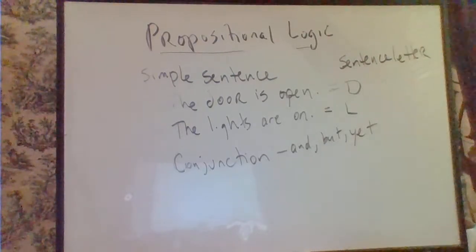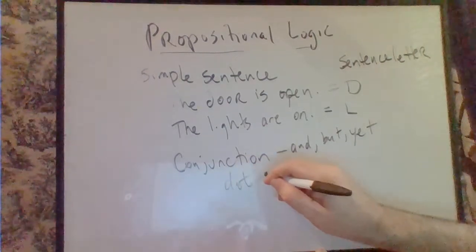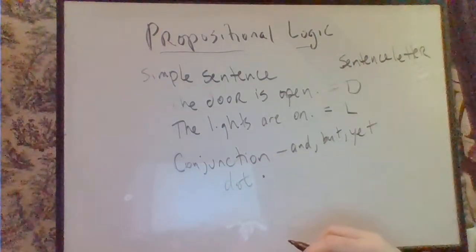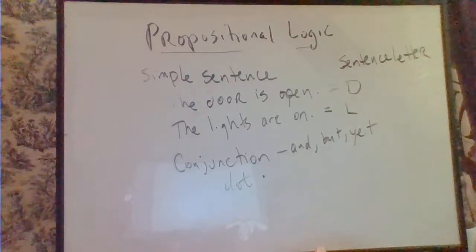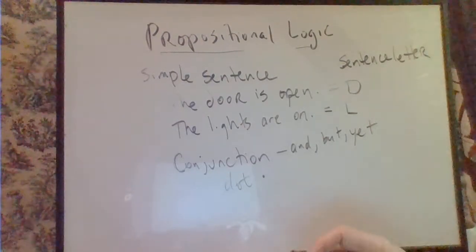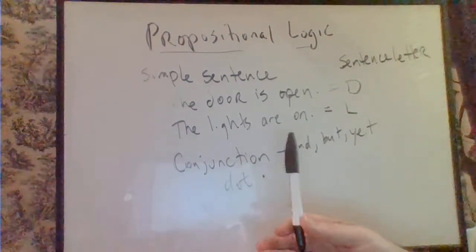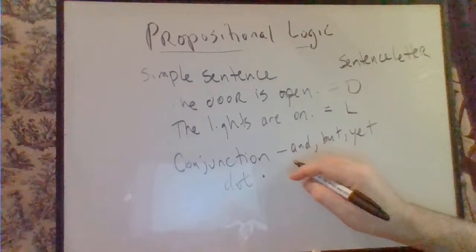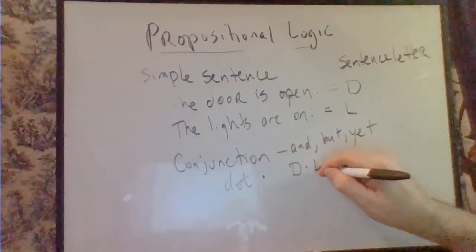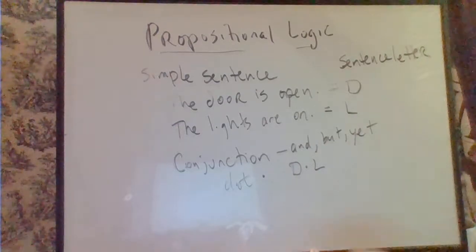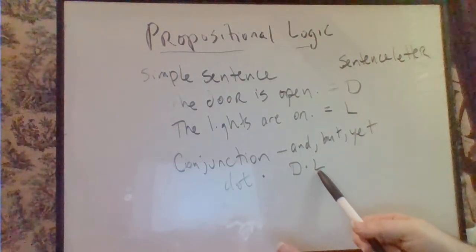But the symbol that the book gives for a conjunction is just a dot. Okay, just a little simple dot. And so that dot would come between two sentence letters. So for example, if I wanted to say the door is open and the lights are on, I would just say D for door is open, the dot is and, L for lights are on. And it's simple as that. The door is open and the lights are on.